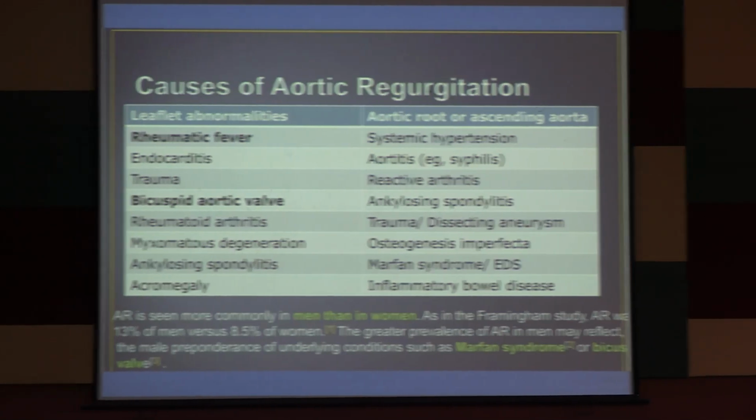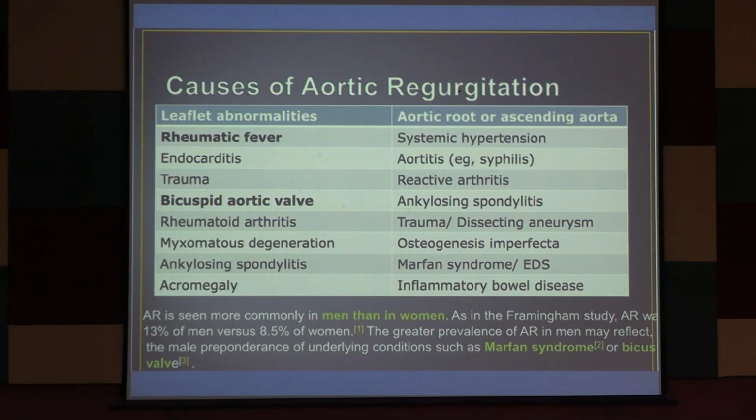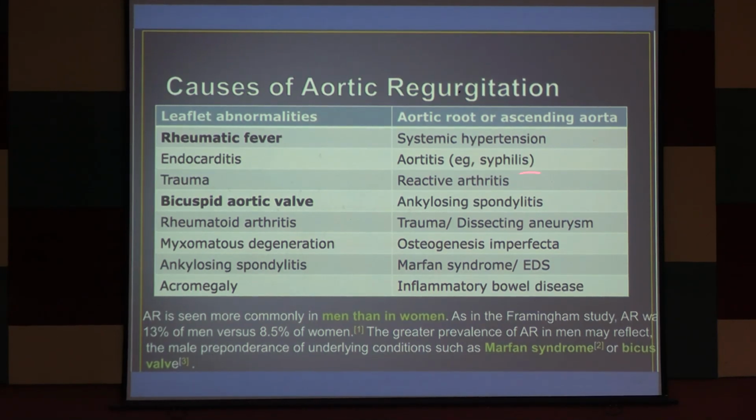Aortic, ascending aorta: systemic hypertension, most common, aortitis, reactive arthritis, ankylosing spondylitis, dissecting aneurysm, Marfan syndrome, Ehlers-Danlos syndrome, osteogenesis imperfecta, and inflammatory bowel disease.